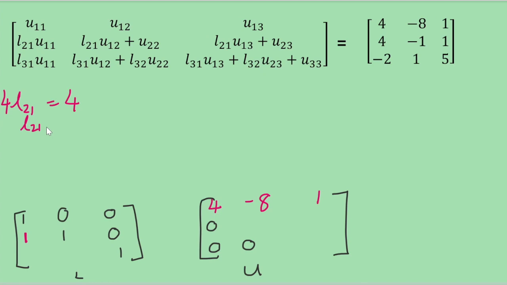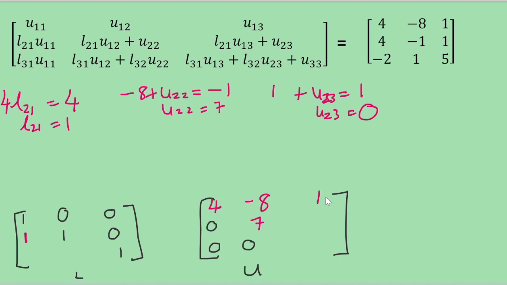And next we have L21, which is 1, multiplied by U12. U12 is negative 8 plus U22 equals negative 1. So U22 would be 7. And next, L21, which is 1, multiplied by U13. U13 is 1. Plus U23 equals 1, which means U23 would be 0.